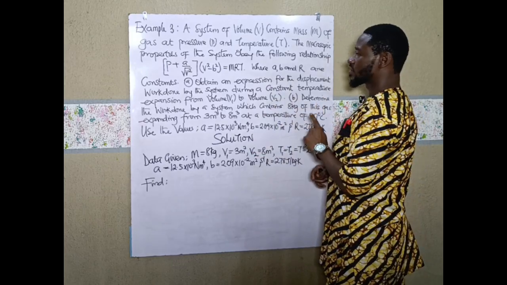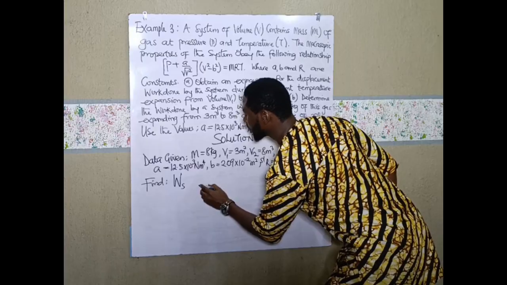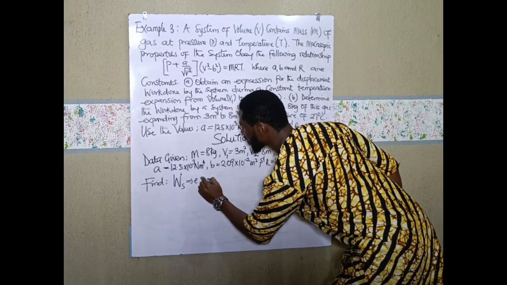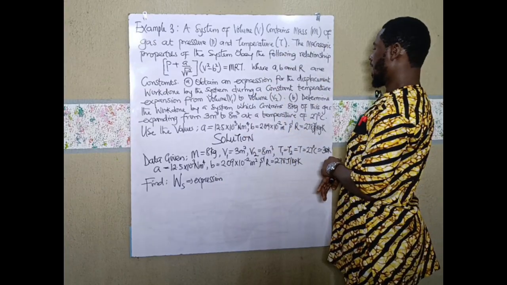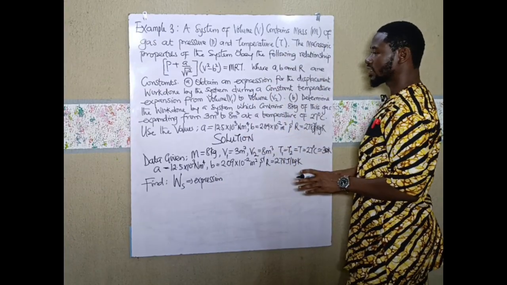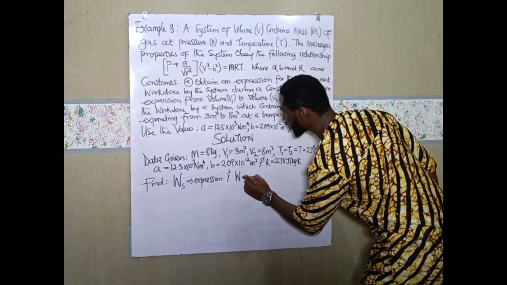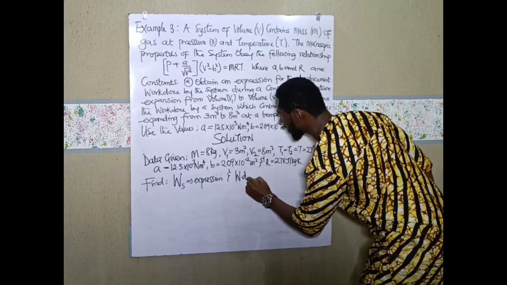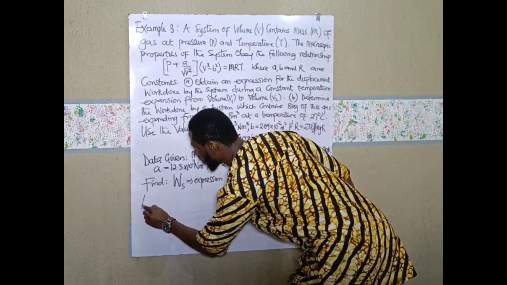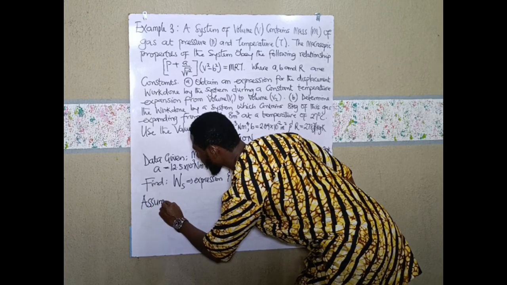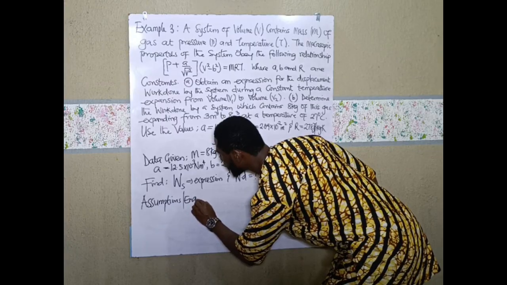One, obtain an expression for the displacement work done. And two, we are asked to determine the work done during the process. Step 3, assumptions or engineering model.